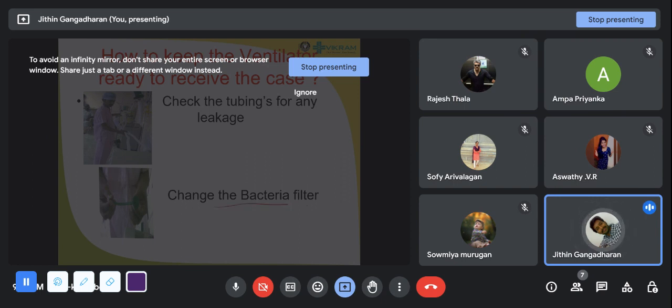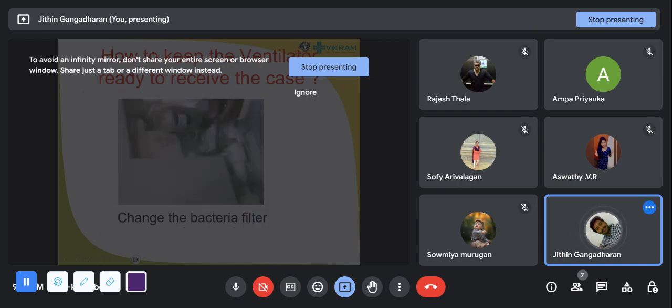This is the bacterial filter. It is HEPA filters, and it's also very efficient for the viruses as well.